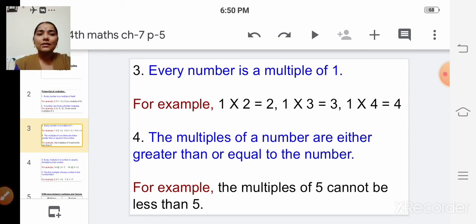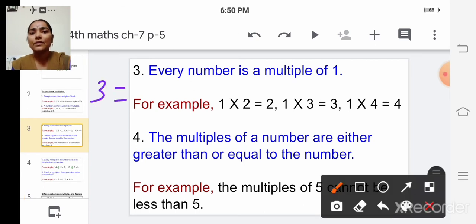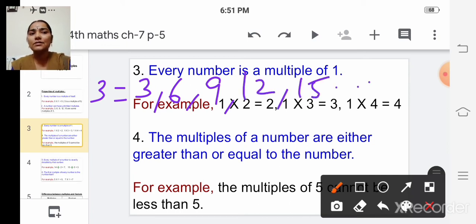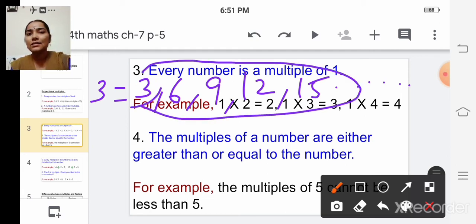Fourth one, the multiples of a number are either greater than or equal to the number. If we take the multiples of 3, what are they? 3 ones are 3, 3 twos are 6, 3 threes are 9, 3 fours are 12, 3 fives are 15 and so on. Every multiple of 3 is greater than 3, and the first one, 3, is equal to 3.